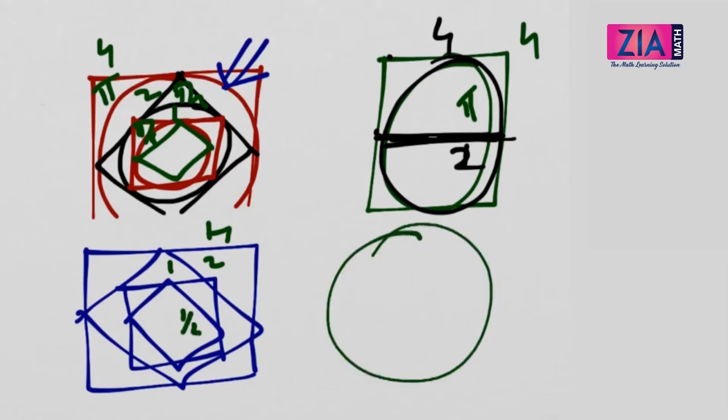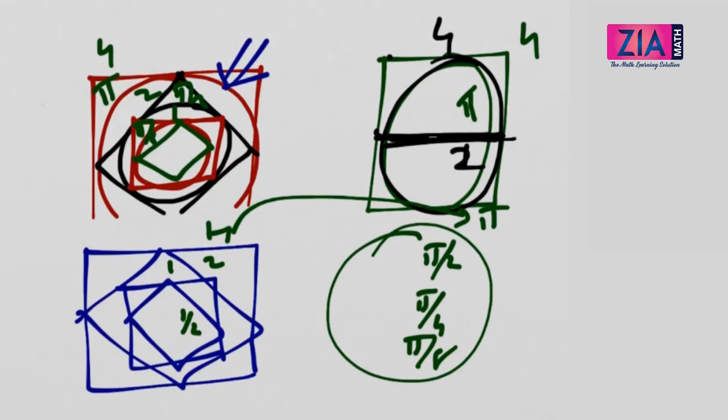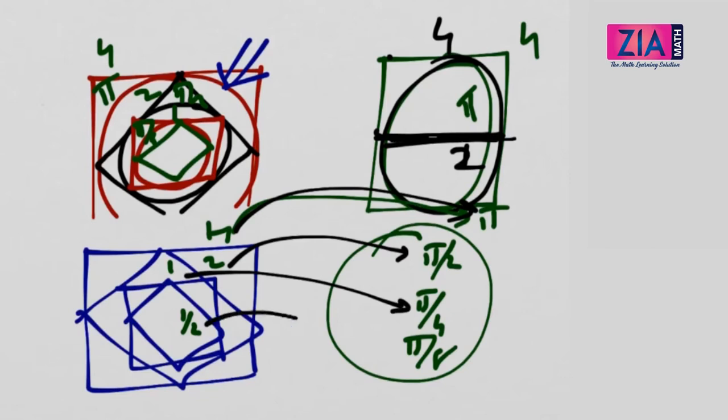Same way, if you take the circles, they will be in the ratio pi, pi by 2, pi by 4, pi by 8, etc. So for 4 it is pi, right? This is how it will work. For 4 it is pi, for 2 it is pi by 2, for 1 it is pi by 4, for 1 by 2 it is pi by 8.